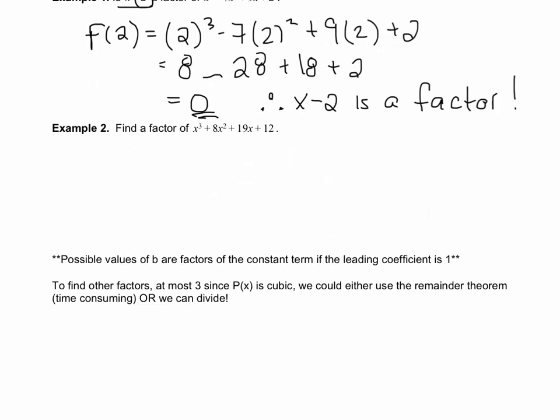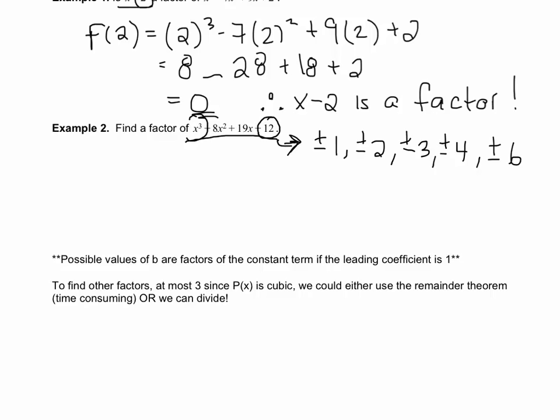Our second example asks us to find a factor of this polynomial, x cubed plus 8x squared plus 19x plus 12. What you want to do to figure this out is take your last number and look for factors of 12. Possibilities could be plus or minus 1, plus or minus 2, plus or minus 3, plus or minus 4, and plus or minus 6. So these are all possible b values that we could potentially test for.